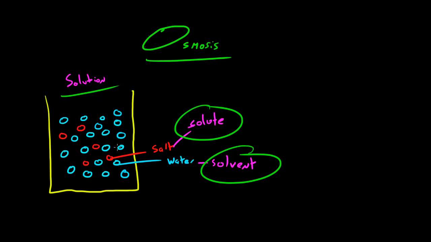And now that we understand diffusion and osmosis, which are the two types of passive transport, we can go ahead and move on to something a little bit more interesting.